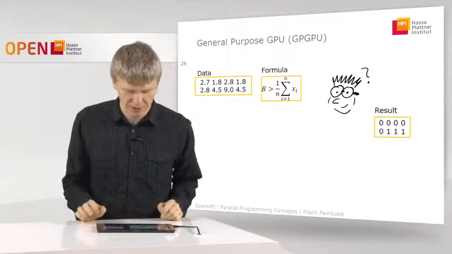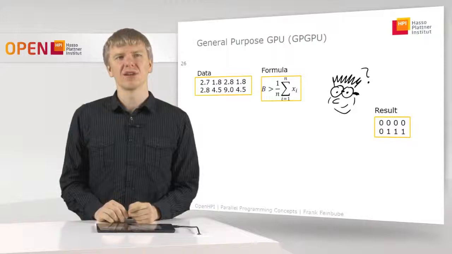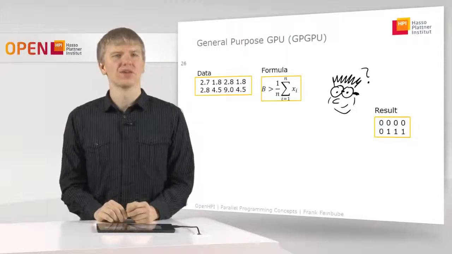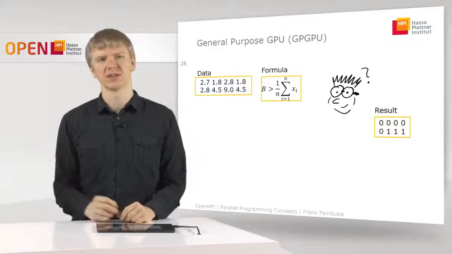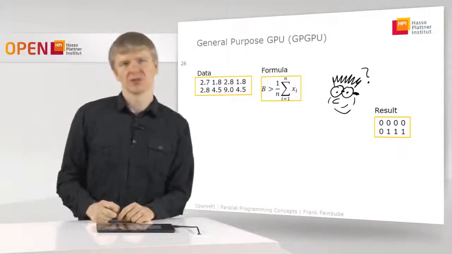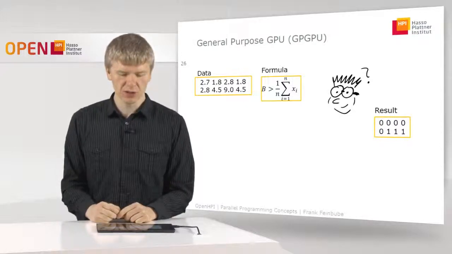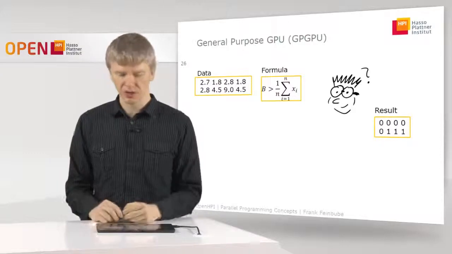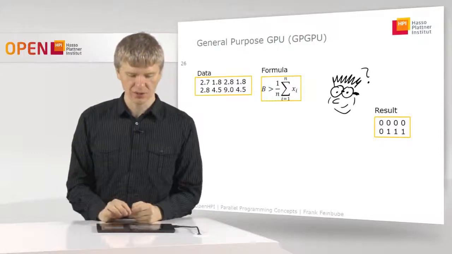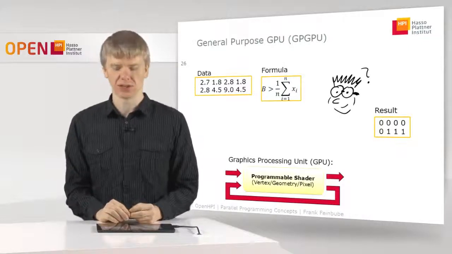So we see a small example here. Let's say this is a scientist, and the scientist has data on the left-hand side and a formula that he wants to use on the data, and then he wants to have a result. In this example, he looks for all the values that are larger than the average of the values. With those new GPUs, since they were programmable, he could have the idea that this system is super fast, and he's going to use it for his calculations.